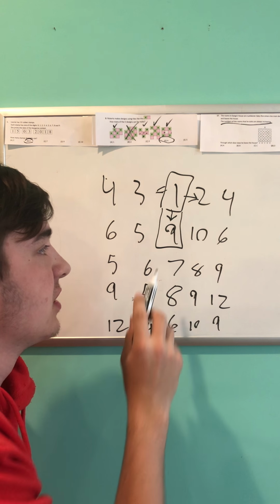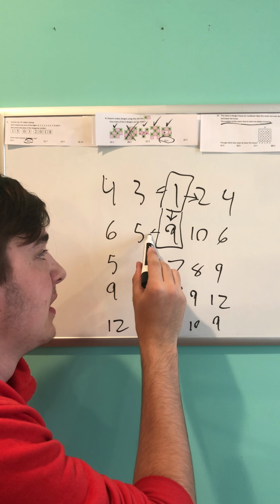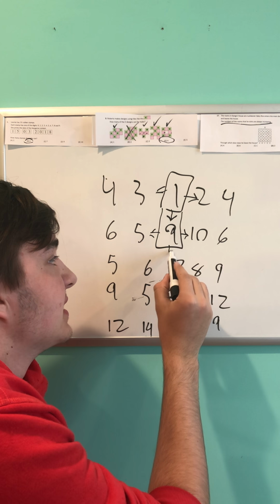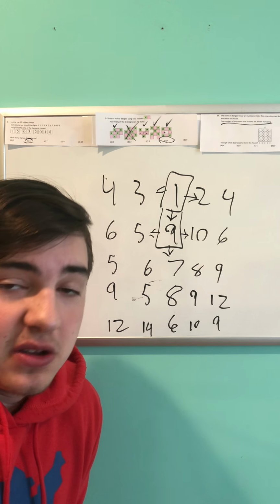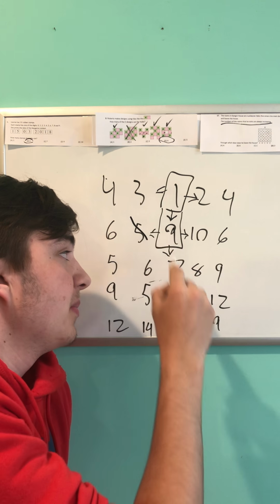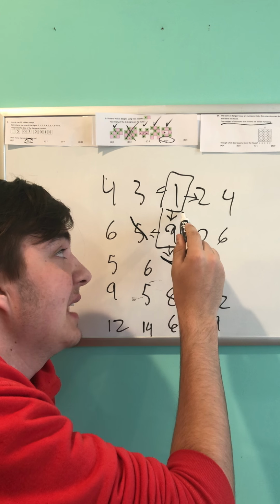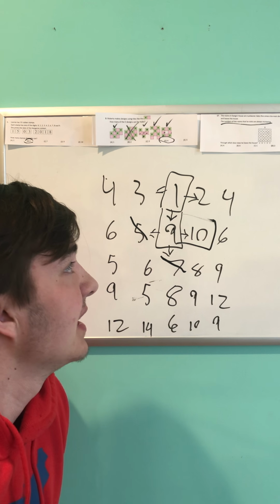Now, the only rooms we can go to are 5, 10, and 7. Which number is bigger than 10? Is 5? Nope. Is 7? No. Is 10? Yes. So we'll go to 10.